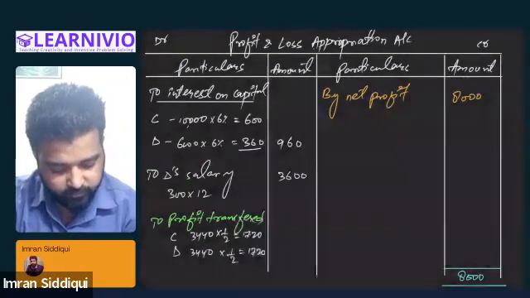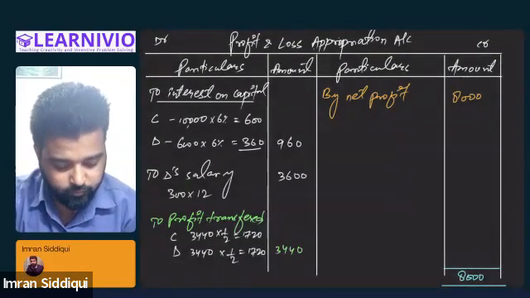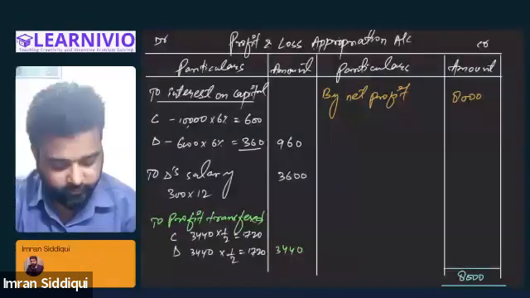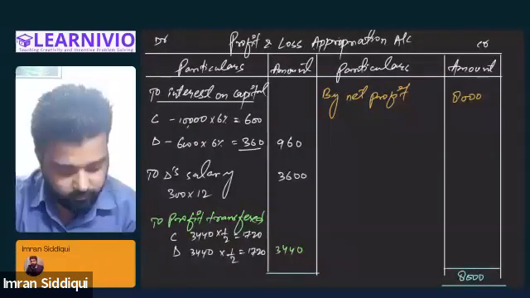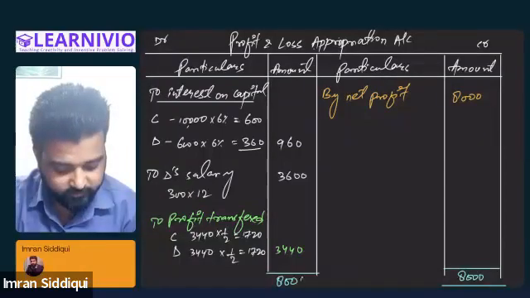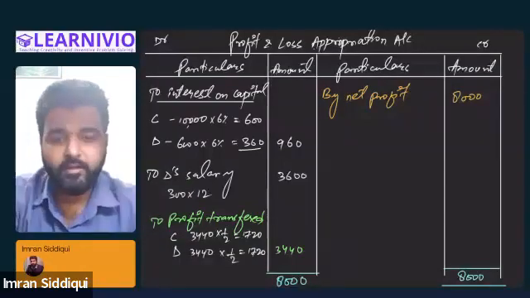And the sum total of this will be 3,440. And now we can tally both the sides. We need to ensure that both the sides get the same value. Debit and credit should tally.